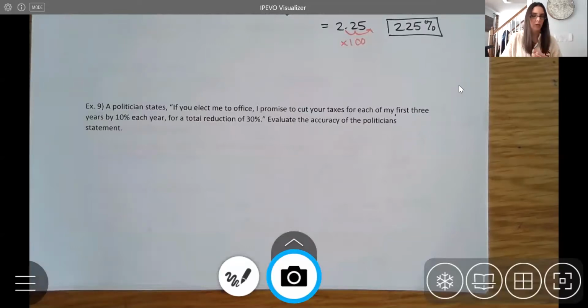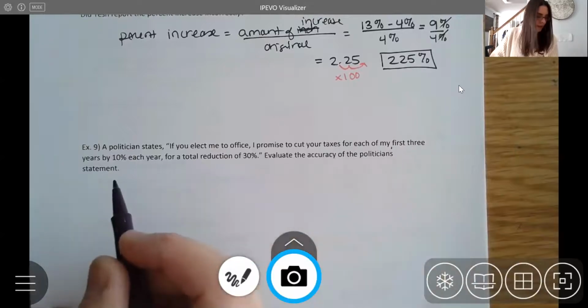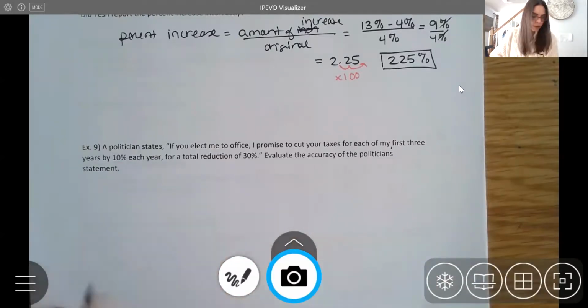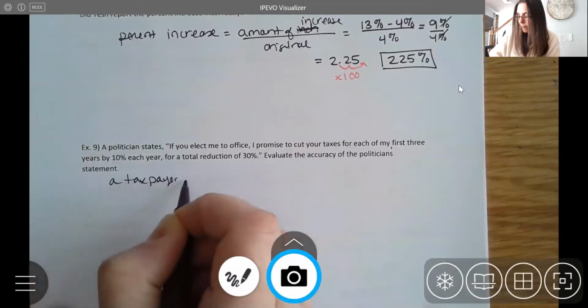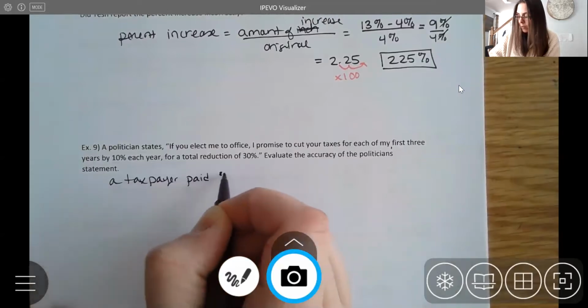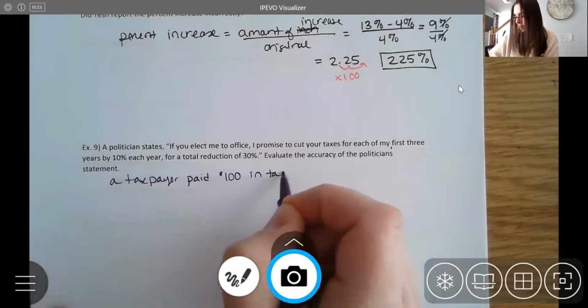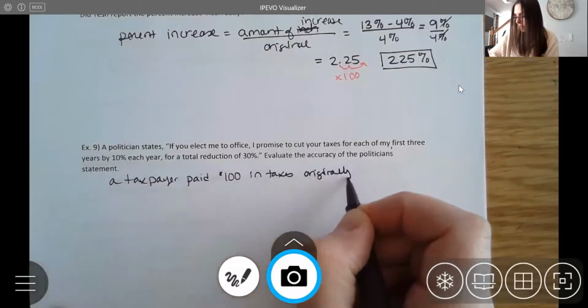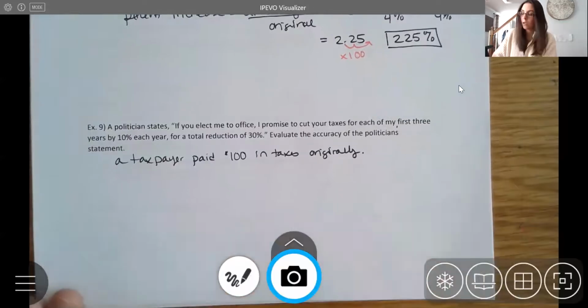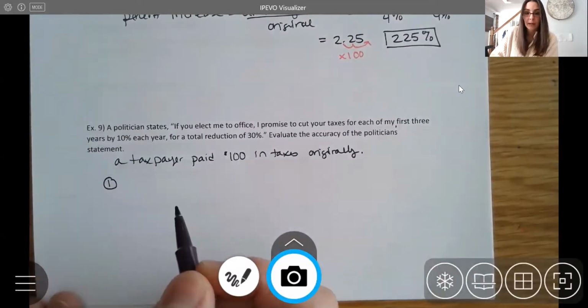So I think the easiest way to do this is to just take an easy example. So let's say that a taxpayer paid $100 in taxes originally, so before this politician got elected. So in the first year, he's going to cut taxes by 10%, right?